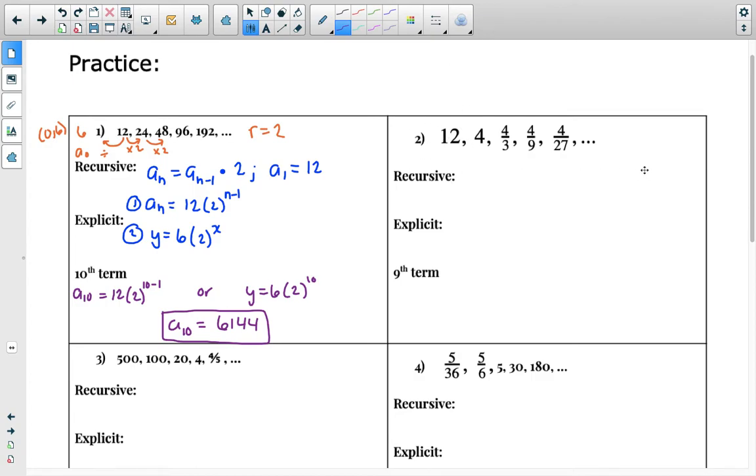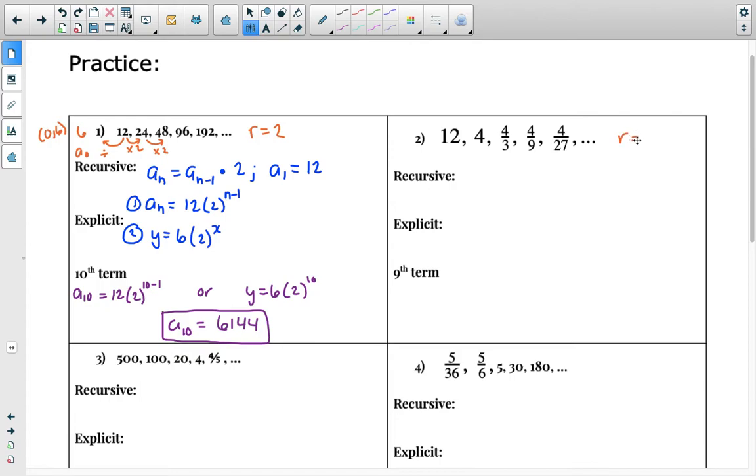So for the second one, we need to find, again, our common ratio. We would take our second number and divide it by the first. So 4 divided by 12 is 1 over 3. Then we have 4 ninths divided by 4 thirds, and 4 27ths divided by 4 ninths. All of these give us 1 over 3. That is our common ratio. Using the next term divided by the previous will give us our common ratio.